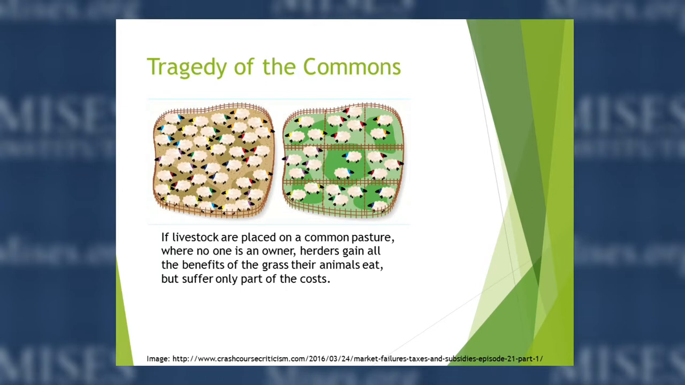And it can result in overgrazing because there are multiple people who are not considering the cost or the deprivation of the resource, the common pasture, as they put their livestock out to graze. The pasture ends up with everything grazed down to nothing. You get very little output now because of the overgrazing. Everybody who is deciding whether or not to put a cow out onto the pasture is thinking about the benefits of the grass their animals eat, but they're only thinking about part of the cost because they are only one of maybe hundreds of people who are using that same pasture.